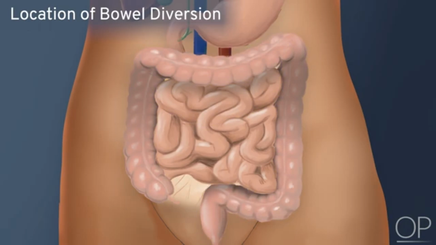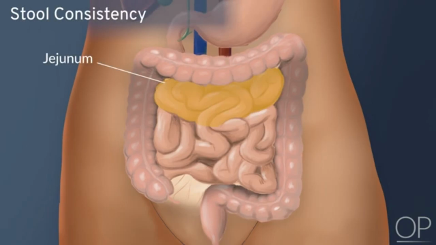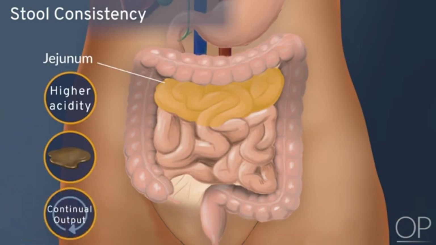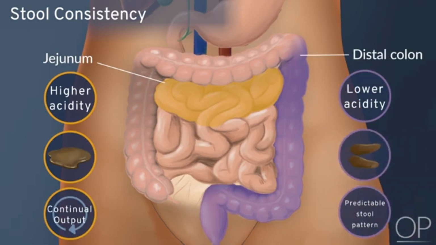The location of the diversion determines the consistency of the stool. For example, stool that comes from a part of the intestine closer to the beginning, like a jejunostomy, will have a much higher acidity, be liquid in nature, and be continuous in output, whereas ostomies located towards the end of the large bowel will have a more formed stool and a more predictable pattern of stooling.